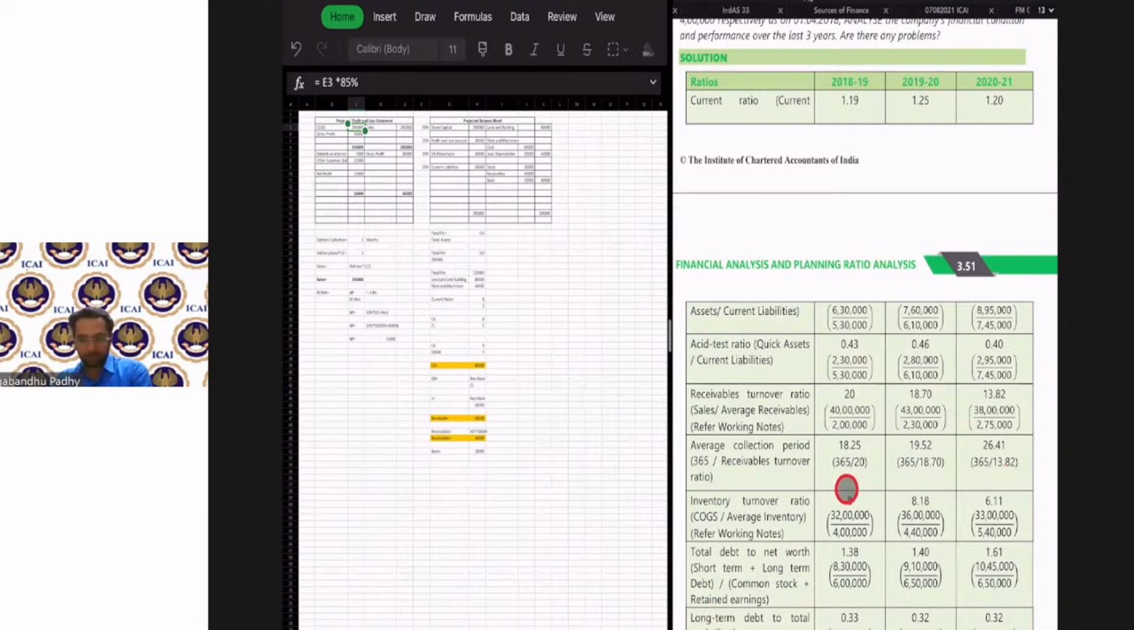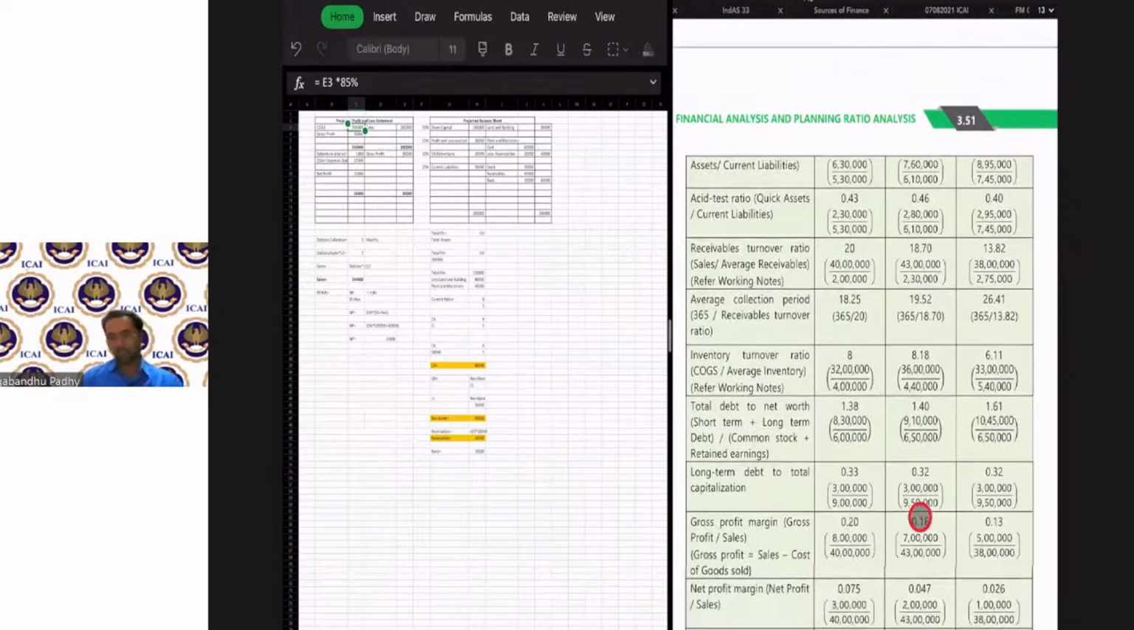Similarly, the inventory turnover ratio has also reduced. What does that reduction mean? Earlier I was selling one lot of inventory 8 times in a year, and now I am able to sell only 6.11 times. It means I'm not able to sell my inventory at a faster pace. It means I'm holding a lot of inventory in my books, right? You can see the average inventory values are 4 lakh, 4 lakh 40, and then 5 lakh 40. That clearly indicates a slow and steady piling up of inventory, which the company is not able to sell. Then, if you look at the long-term debt to net worth, that has also increased. It means you're taking more and more debt, and that's again a risky situation, right?